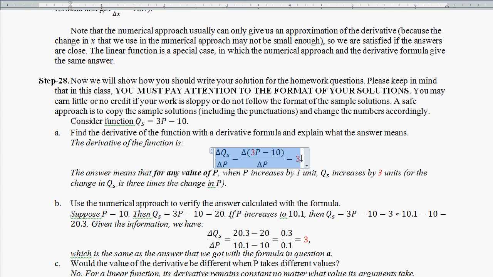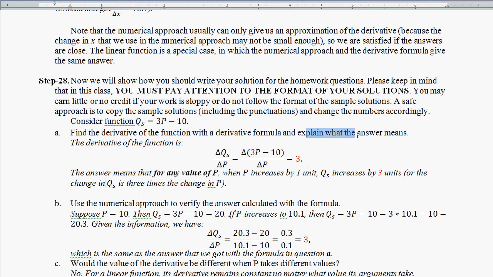Okay, let's apply the derivative formula. We know that it's equal to the coefficient of the input variable, so that's 3. Again, we don't do any calculations from here to here. We just apply the rule, plug this, get this number, put it here. It's 3. The question asks you to explain what the answer means, so I should do that. The answer means that for any value of p, when p increases by 1 unit, QS increases by 3 units.